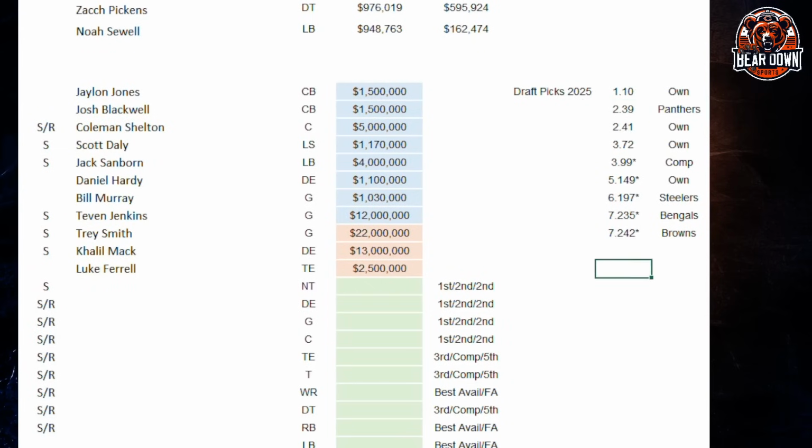Say we trade down from 110 to 118 and we pick up 253 and, say, 120. That really helps out significantly. Right now we only have 3 first and second round picks for the 4 we need. If we have an extra second round pick, now all of a sudden we can fill nose tackle, defensive end, guard, and center with picks 118, 239, 241, 253.